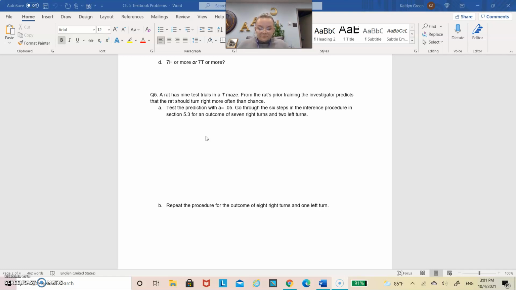And so, to put it in English terms, the researcher is correct in his hypothesis that the rat will turn right more often than by chance alone. And as you can see, all of my work is set up to find out both using the 7-step equation.